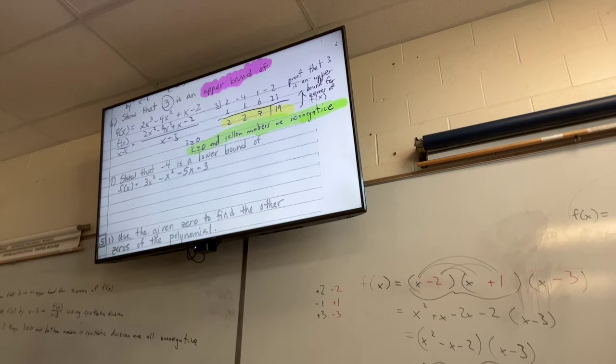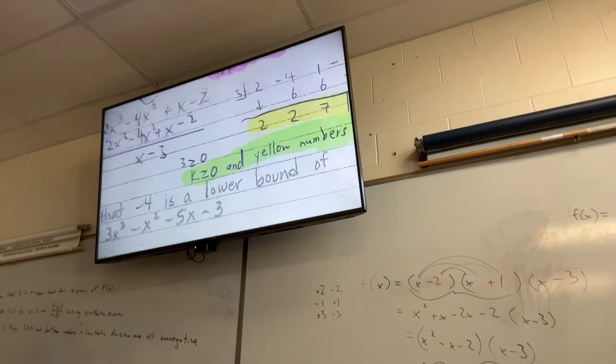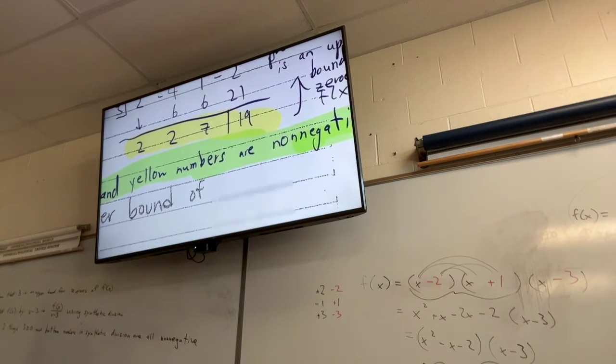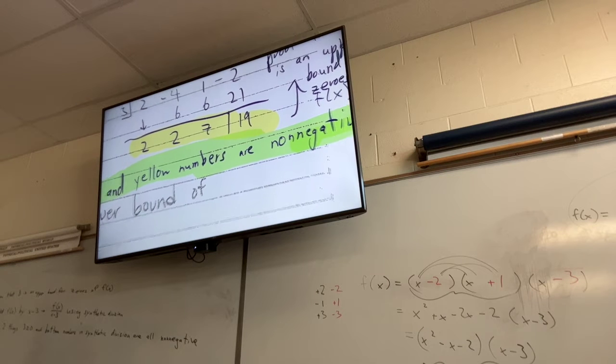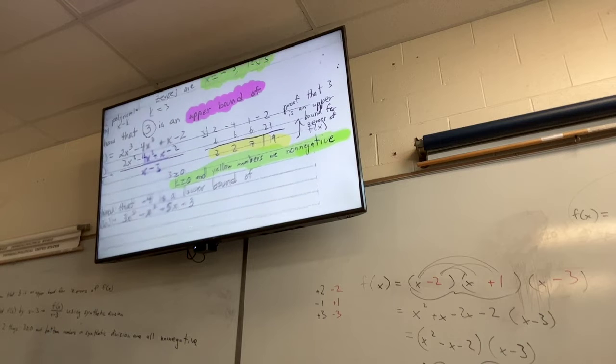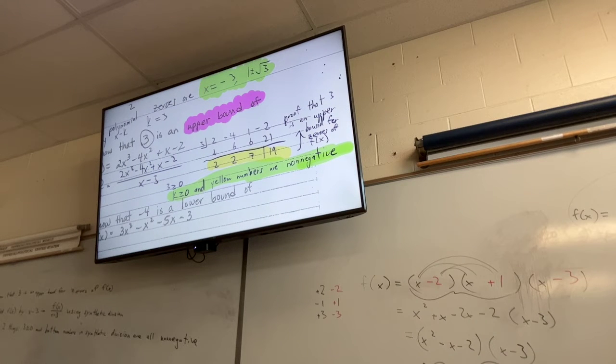So we noted that 3, that number they gave us, is greater than or equal to 0. And the bottom line numbers are all non-negative, so none of them are negative. Those 2 things prove that 3 is an upper bound for the zeros of this polynomial. We lost? Okay, cool.